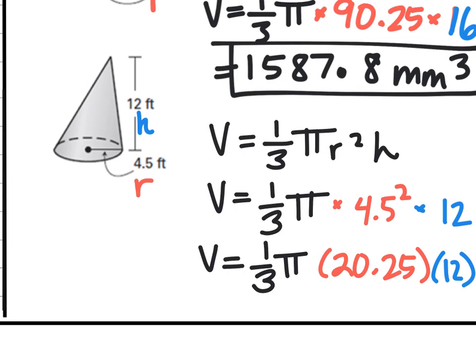I put in parentheses, it just means multiplication. Again, go to your calculator now and just type in 1/3 times pi times 20.25 times 12. Or you could do pi times 20.25 times 12 equals, and then divide that by 3. We should get 254.5 feet cubed.